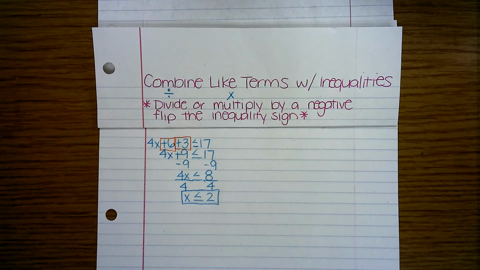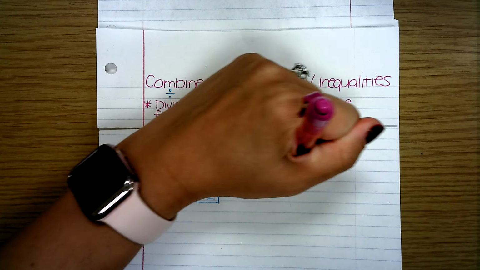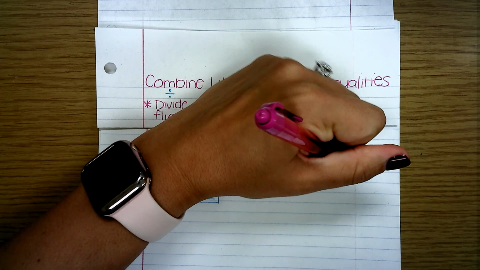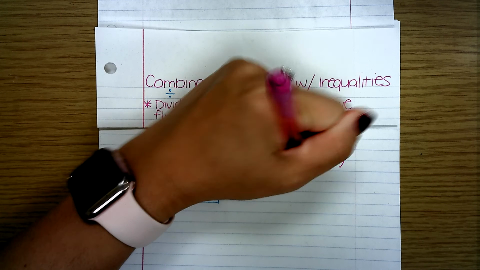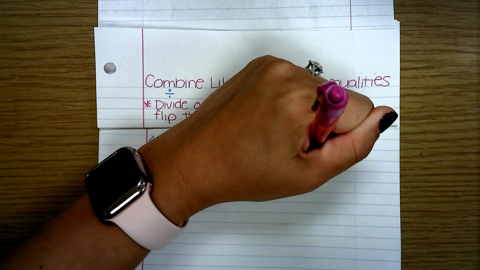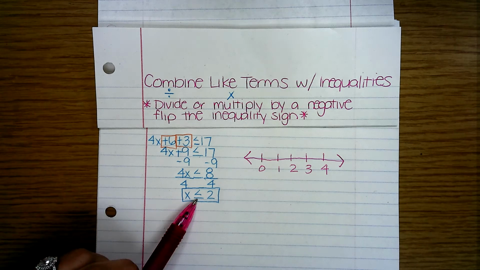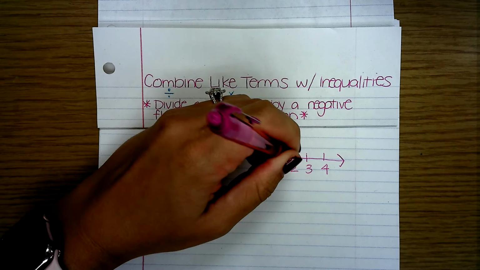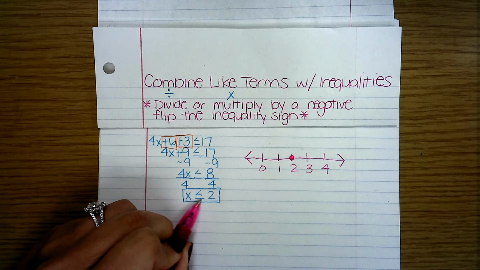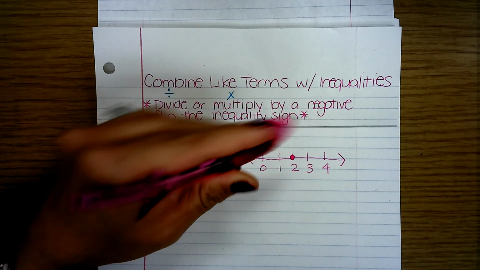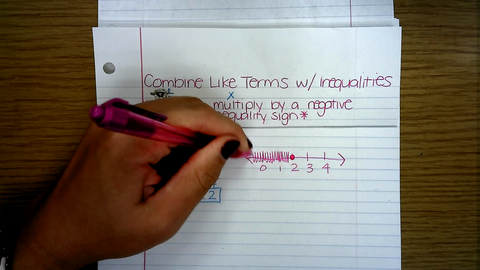So I can come over here and I can grab all of my solutions for this problem. 0, 1, 2. So since it's less than or equal to, it is a closed dot on 2 because the equal to makes it closed, and less than means I shade everything to the left.